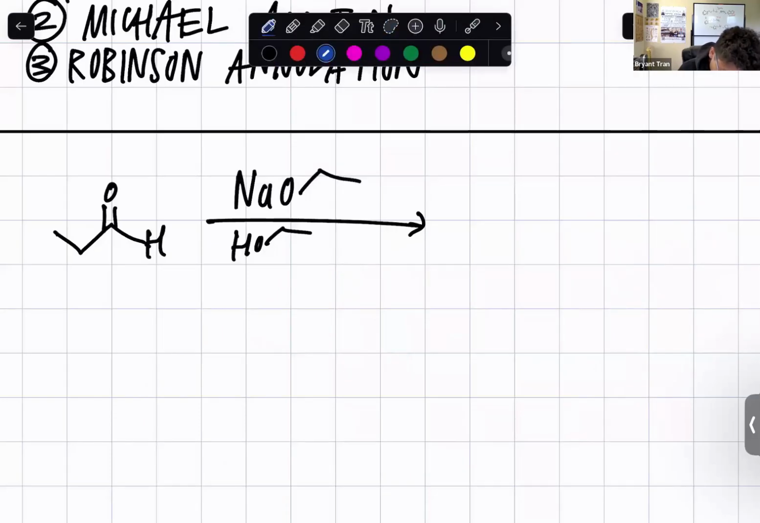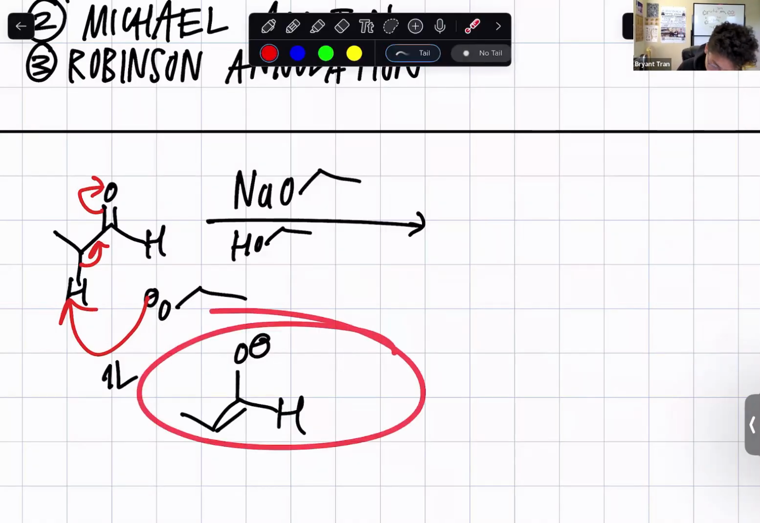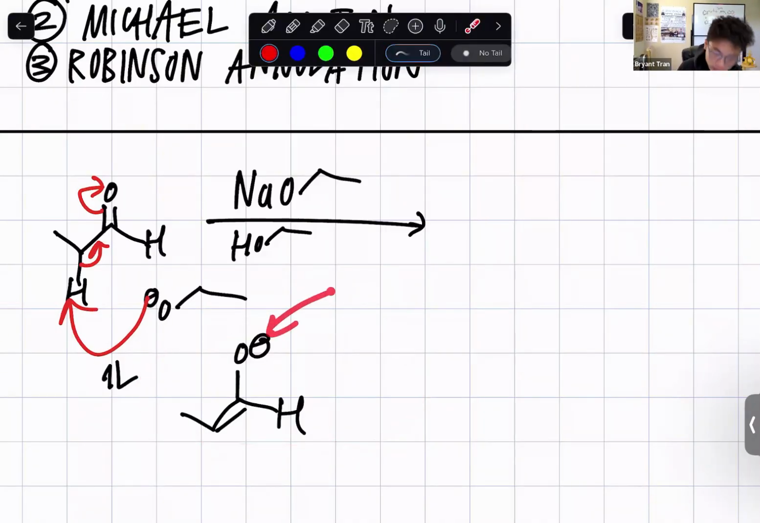So let's say the first step here, the strong base, ethoxide ion, grabs that alpha proton and generates the enolate ion. Right, and I'm drawing the resonance form here because this is the major resonance structure, since the negative charge is on the more electronegative atom, oxygen, right? You can draw it on the carbon, but that's the minor resonance contributor, because the negative charge is on the carbon.